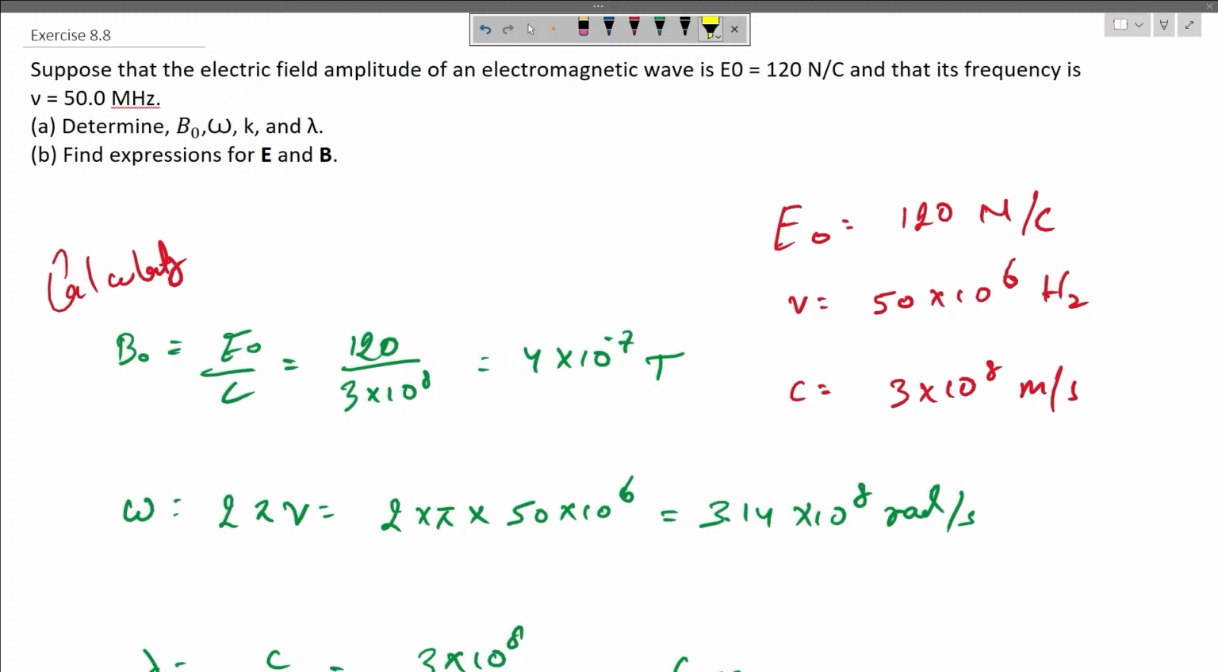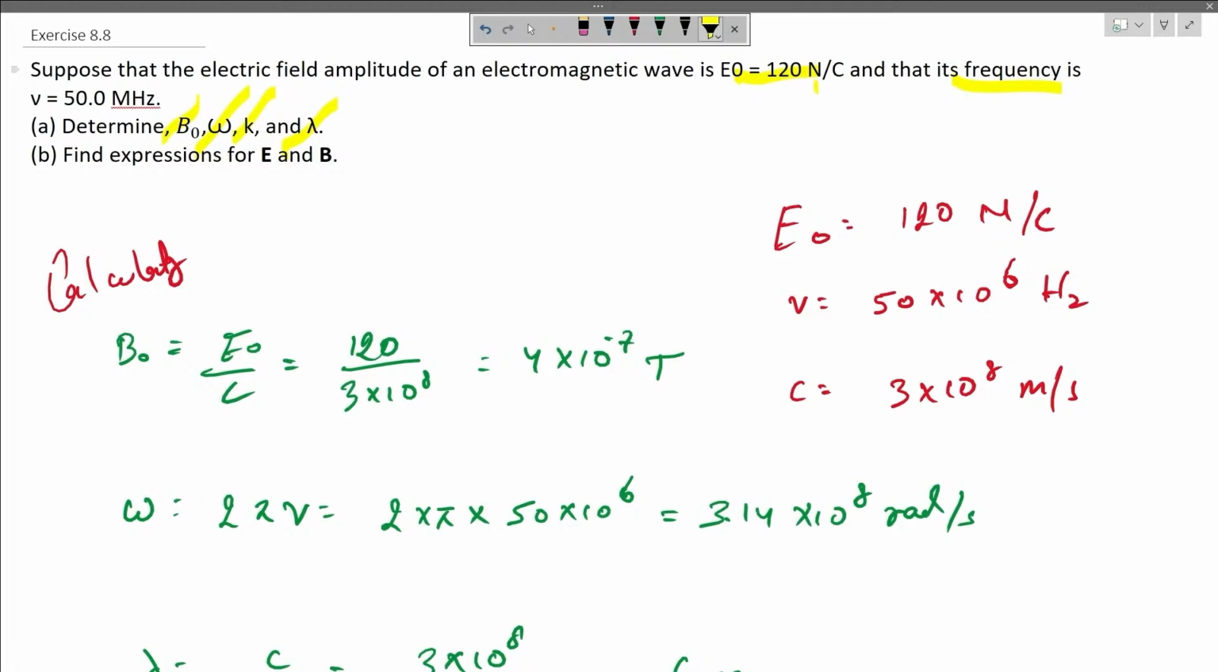The question says that suppose the electric field amplitude of an electromagnetic wave is E naught equals 120 Newton per Coulomb and its frequency is 50 megahertz. We have to determine the magnitude of the magnetic field, omega, the angular frequency, k, the wave number, and lambda, that is the wavelength.